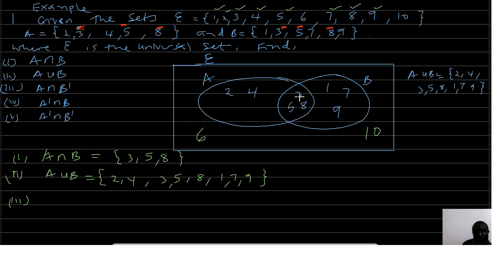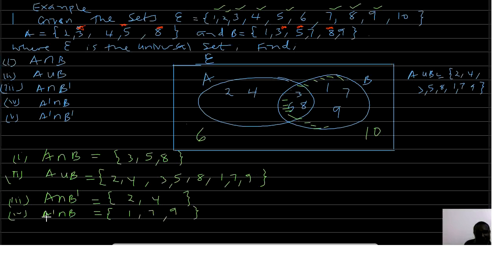It means remove B. A intersection B complement. To complement means do away with B. We shade the whole set B. We are going to remain with elements 2 and 4. Roman numeral 4, A complement intersection B. This means that we have to do away with the whole A. So if we do away with the whole A, we're going to remain with the elements 1, 7.